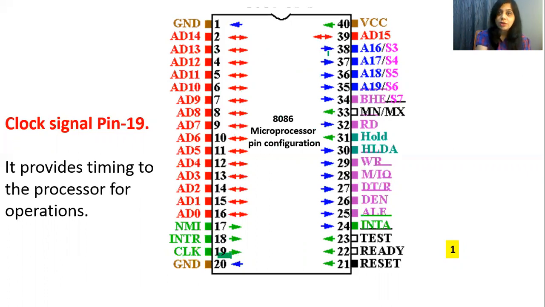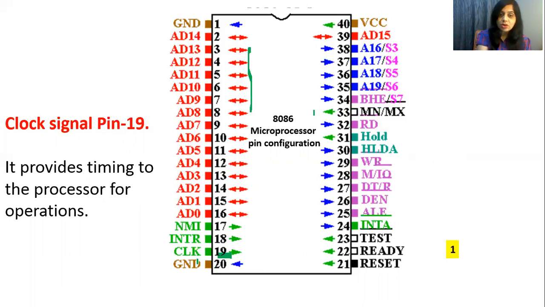Let's take an example of this pin. Here data flows from 8086 to the outside world. Outside world means whatever devices we connect to 8086. Now if you see this pin, it is an incoming pin. That means data will flow from the outside world to 8086. And some pins are bidirectional. This indicates that on these pins data can flow in both directions, that is from the outside world to the microprocessor and from the microprocessor to the outside world.